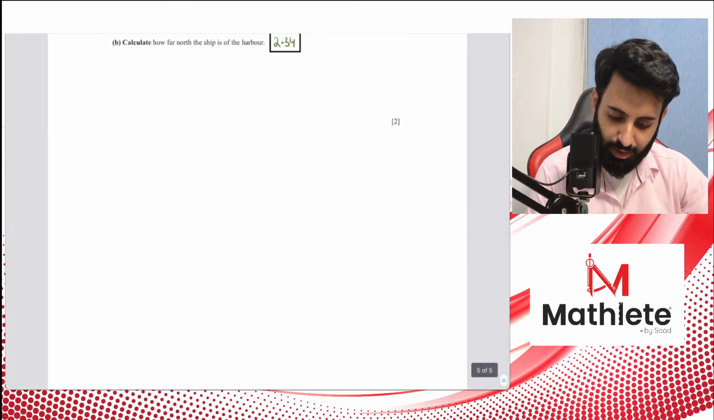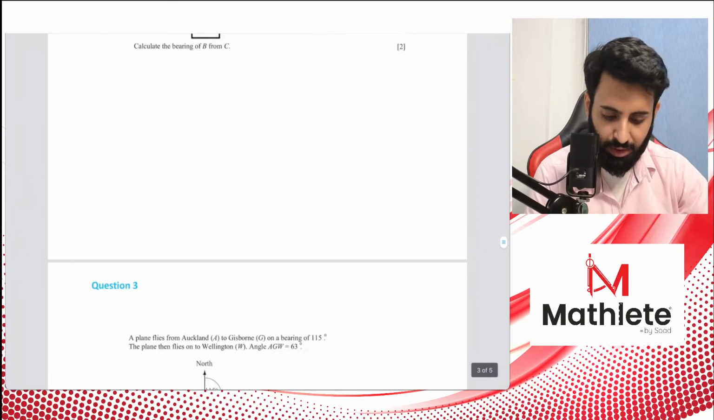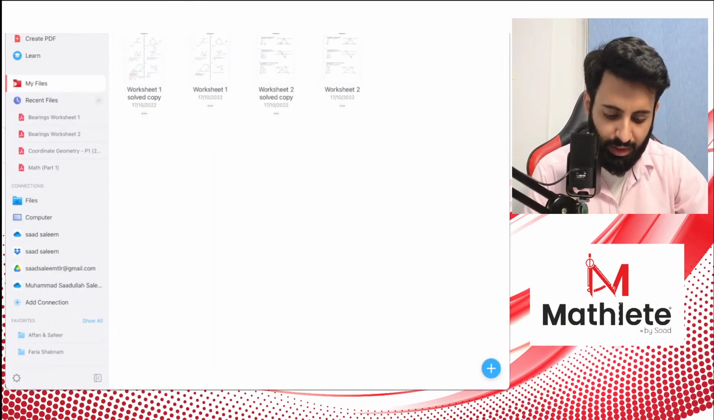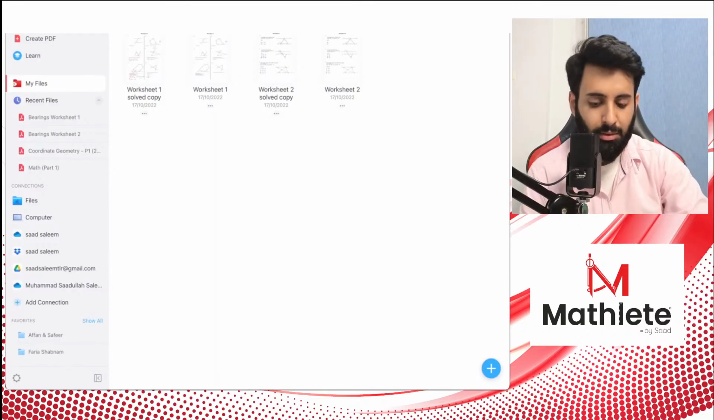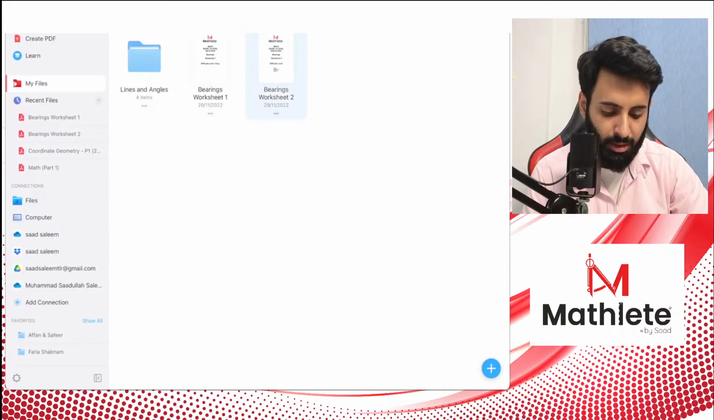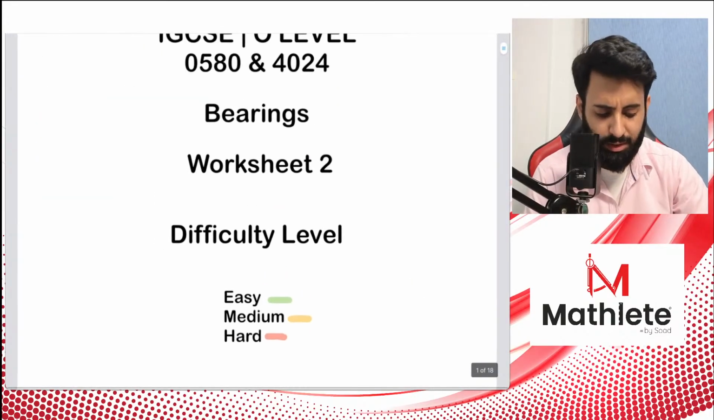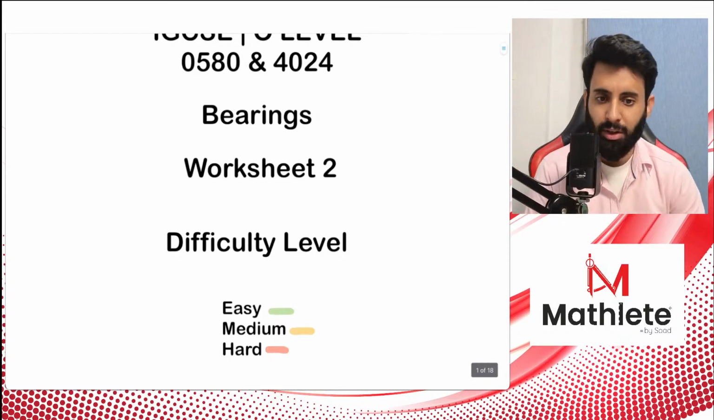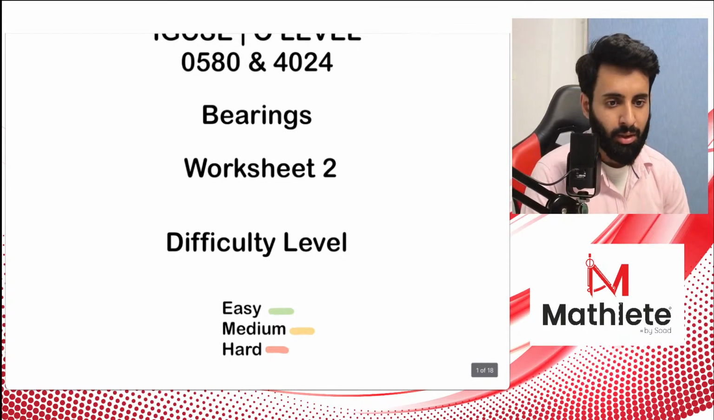There's another worksheet, worksheet number 1, which you can also download. And not only that, there's a worksheet called lines and angles, which you can also download and practice, because that's what bearings is all about. It's not all about angles. Yes, there's a lot of further trigonometry also, but you have to make sure that your concept of angles is on point if you want to do well in bearings.